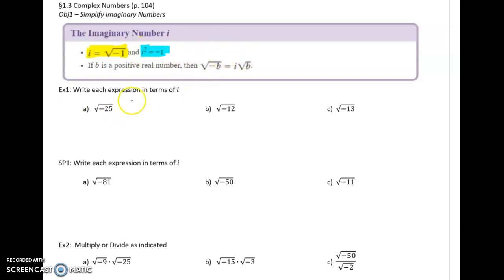So for the square root of -25, that is a product of -1 and 25.